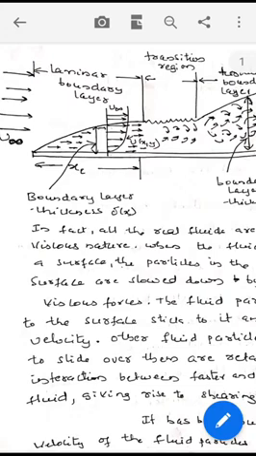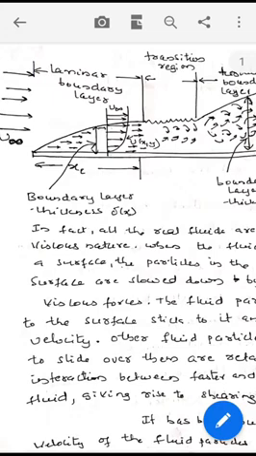At sufficiently far distances away from the plate, it is observed that again the fluid particles are moving with the same stream velocity u infinity. This is because when you move away from the plate, the effect of skin friction is reduced.